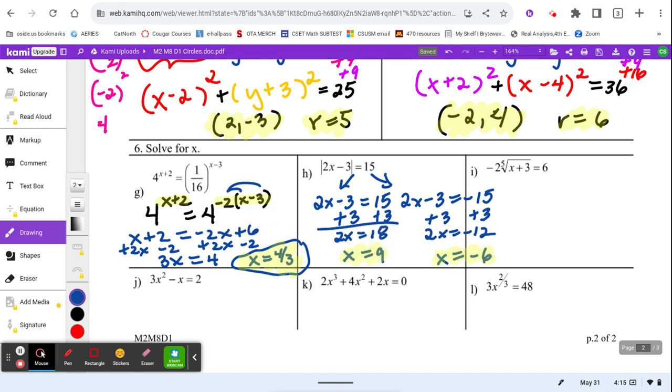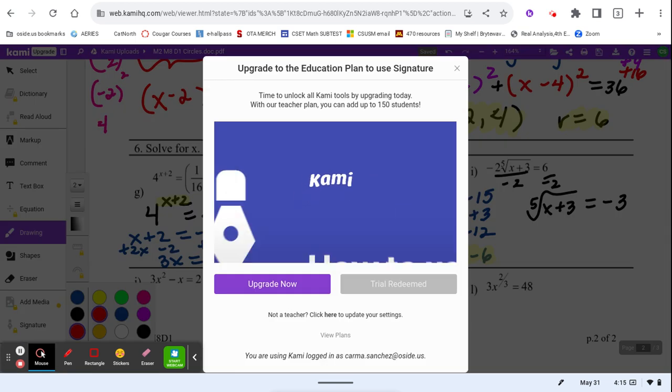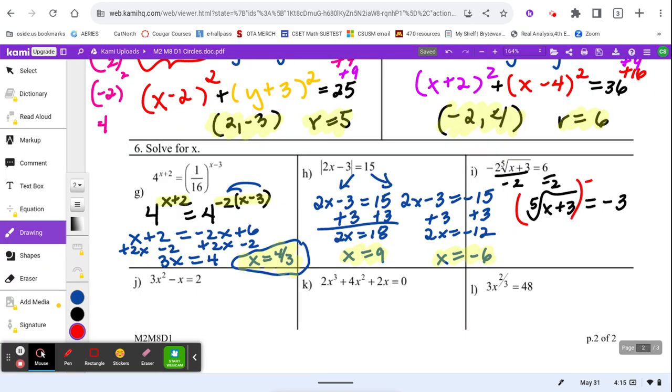All right, this next one, we're going to start by dividing both sides by negative 2, just to get the fifth root isolated. And 6 divided by negative 2 is going to give us negative 3. Now, how do I undo a fifth root of something? I do to the power of 5. Fifth root to a power of 5 is just going to take whatever's inside out. It's like it erases the fifth root.